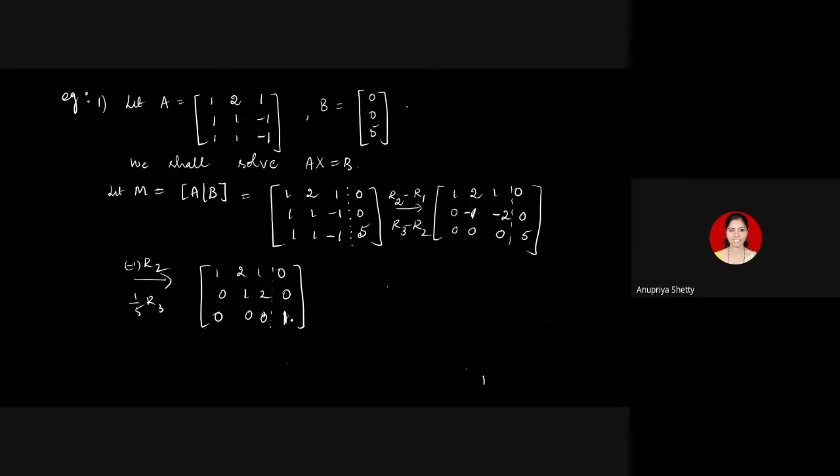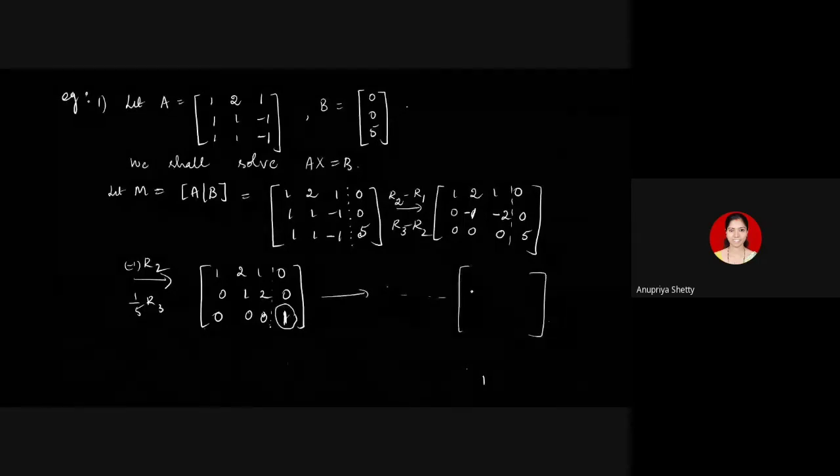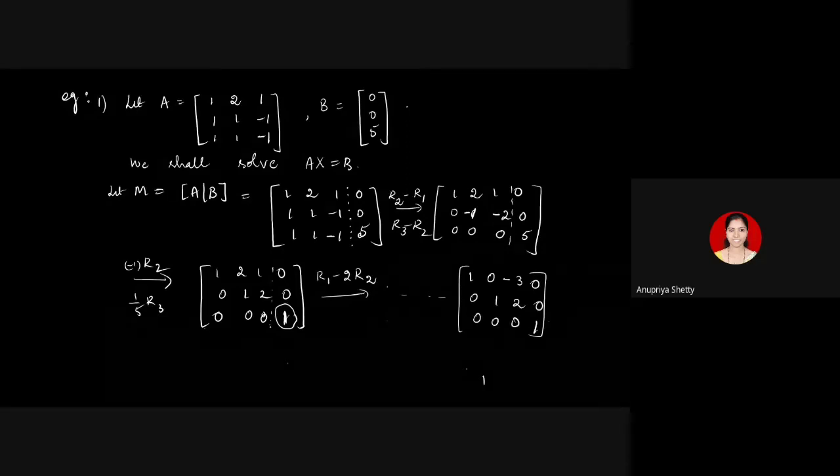So even if I try reducing it further and come down to the row reduced form, making the 0, I think I can do that. You have to go for R1 minus 2 times R2. That gives you 1, 0, minus 3, 0, 0, 1, 2, 0, and 0, 0, 0, 1. Now the matrix is in the row echelon form. But look at this B dash. The column B dash is having a pivot in it.